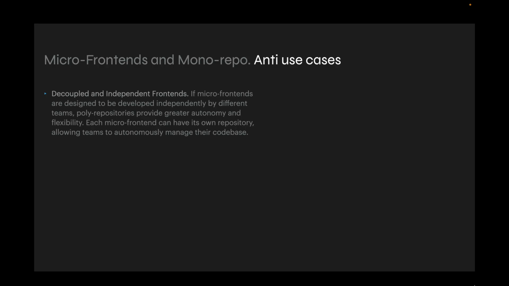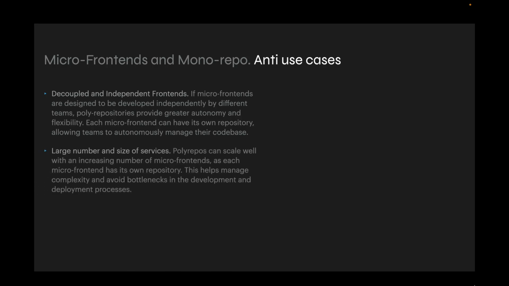If micro-frontends are designed to be developed independently by different teams, poly-repositories provide greater autonomy and flexibility. Each micro-frontend can have its own repository, allowing teams to autonomously manage their codebase. If we have a large number of services of a large size, poly-repos can scale well with the increasing number of micro-frontends, as each micro-frontend has its own repository. This helps manage complexity and avoid bottlenecks in the development and deployment processes.